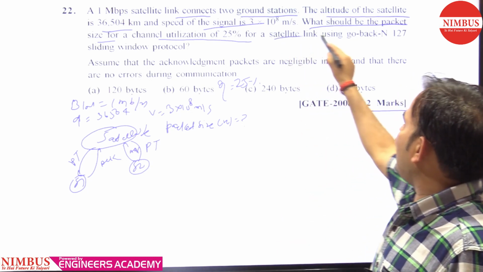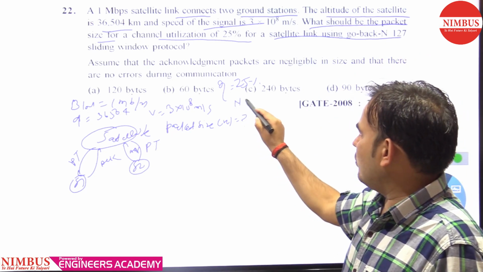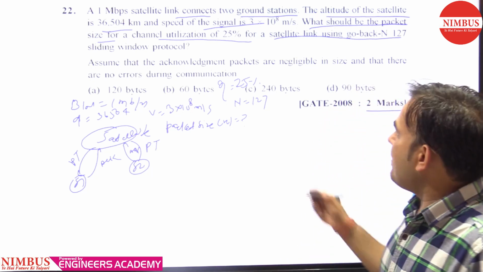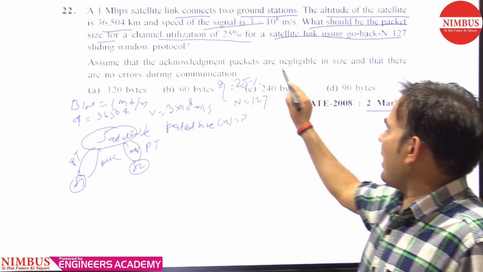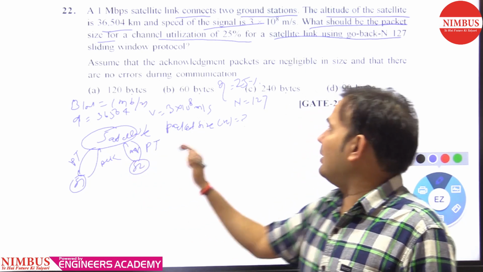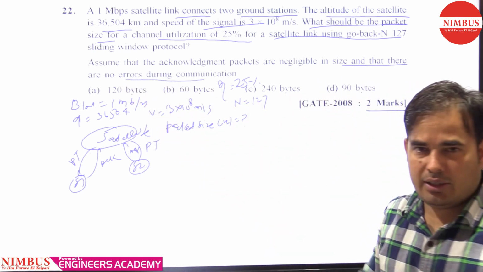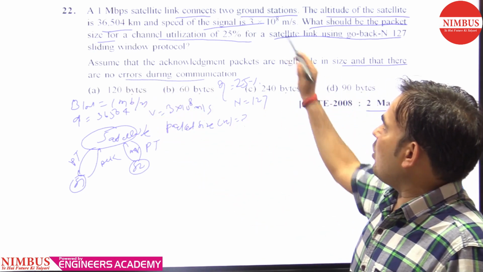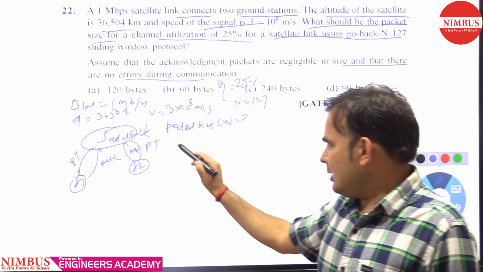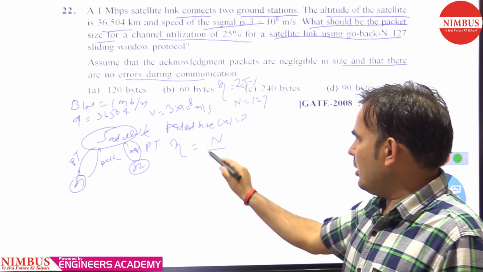For a satellite link using Go-Back-N, the window size is given as 127, using the Go-Back-N sliding window protocol. Assume that the acknowledgement packets are negligible in size, so we do not need to consider them, and there are no errors during communication. So we need to calculate the packet size.